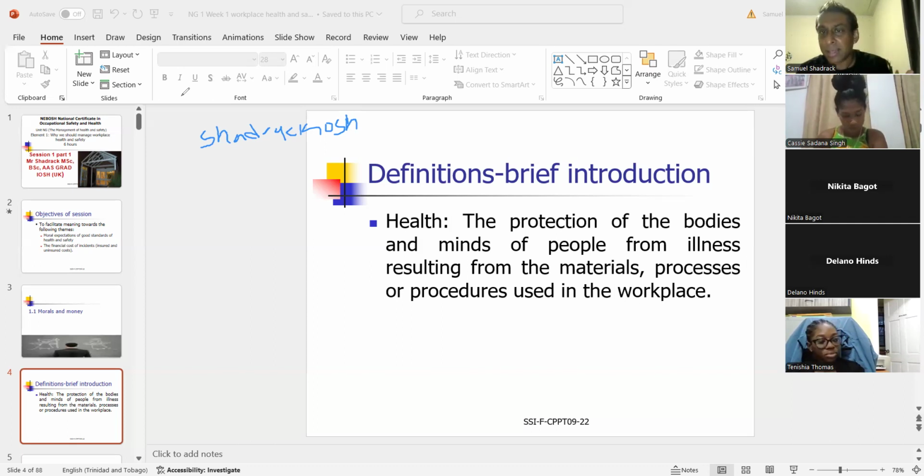For example, a hard hat can prevent injuries to your head. Safety glasses or goggles can prevent injuries to the eyes. Your coverall could prevent injuries to your skin. And of course, your proper footwear, your safety boots, would prevent injuries to your feet. So health and safety is concerned with the protection of the body of workers. But what do they mean by the mind? How could a hard hat protect your mind? A hard hat could protect your brain, but it might not protect your mind.